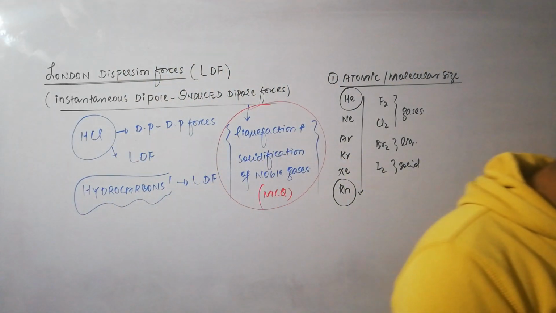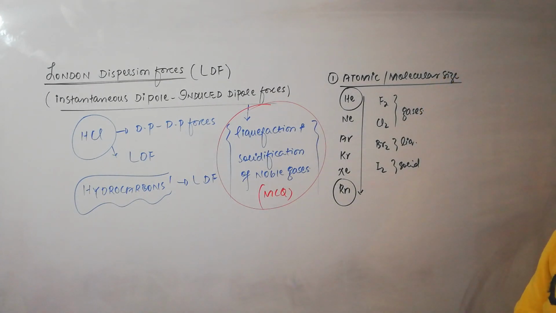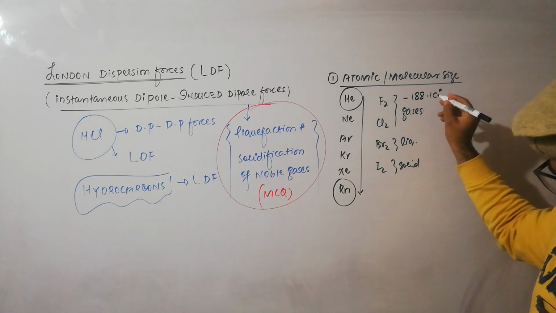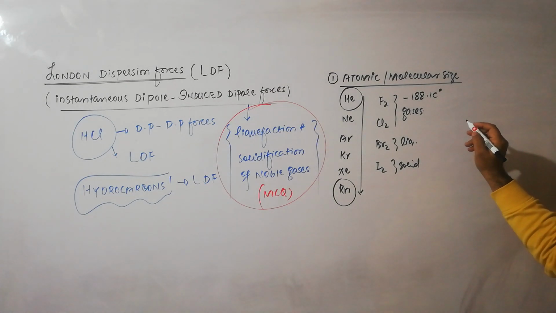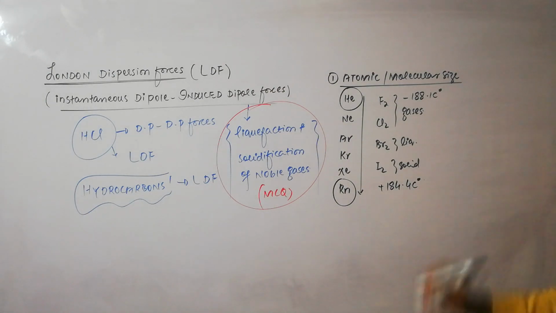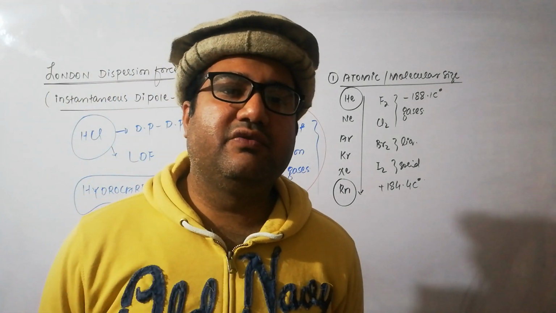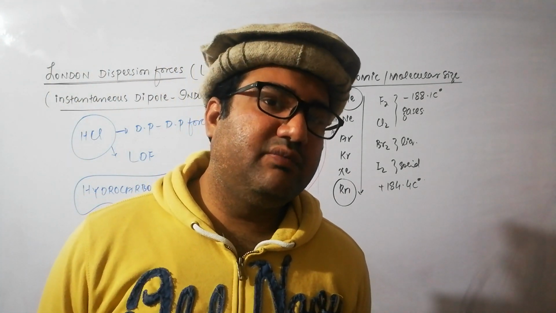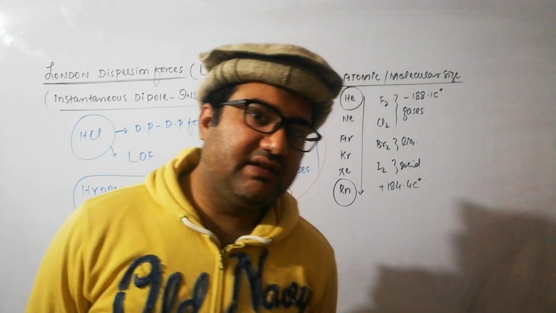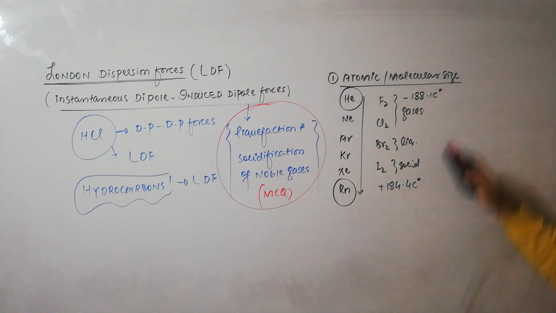And this can also be confirmed by their boiling point data. Like the boiling point of fluorine is minus 188.1 degrees and that of iodine is plus 184.4 degrees. And you know the boiling point is always directly proportional to the strength of intermolecular forces. So looking into the data of their boiling points, it also confirms that fluorine has the weakest while iodine has the strongest London dispersion forces. So this one was the first factor, atomic or molecular size.